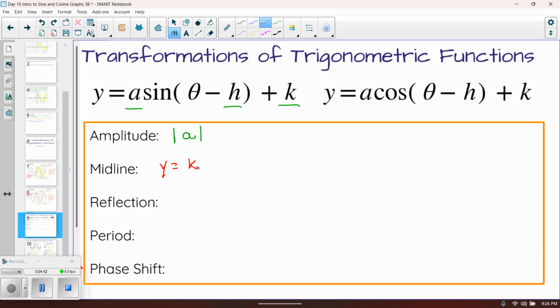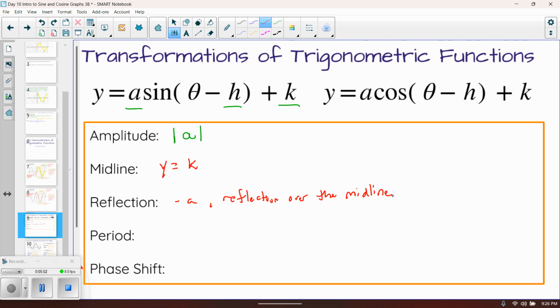A reflection would be a negative A value. So if you have a negative A, that will be a reflection. And it will reflect over the midline. So it'll just flip everything over the midline.